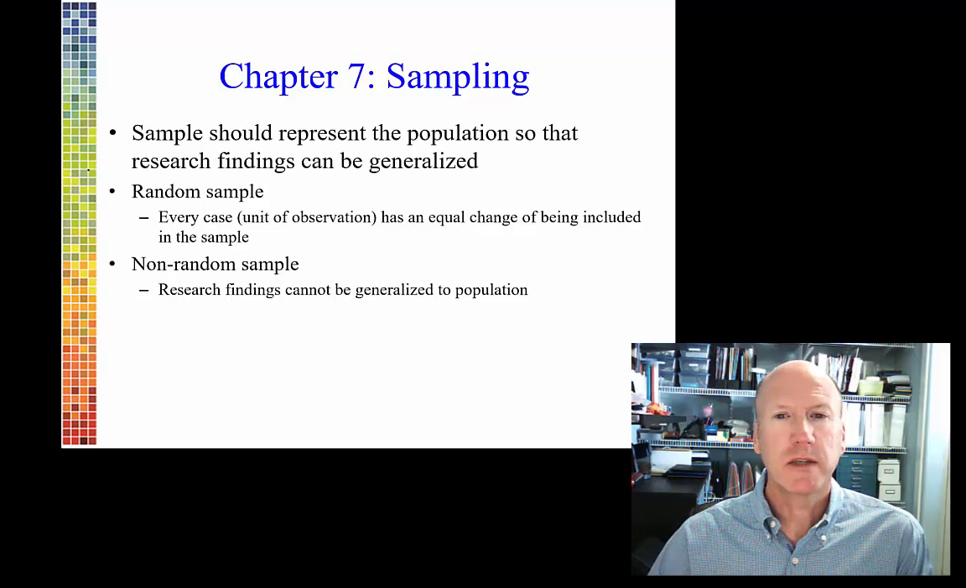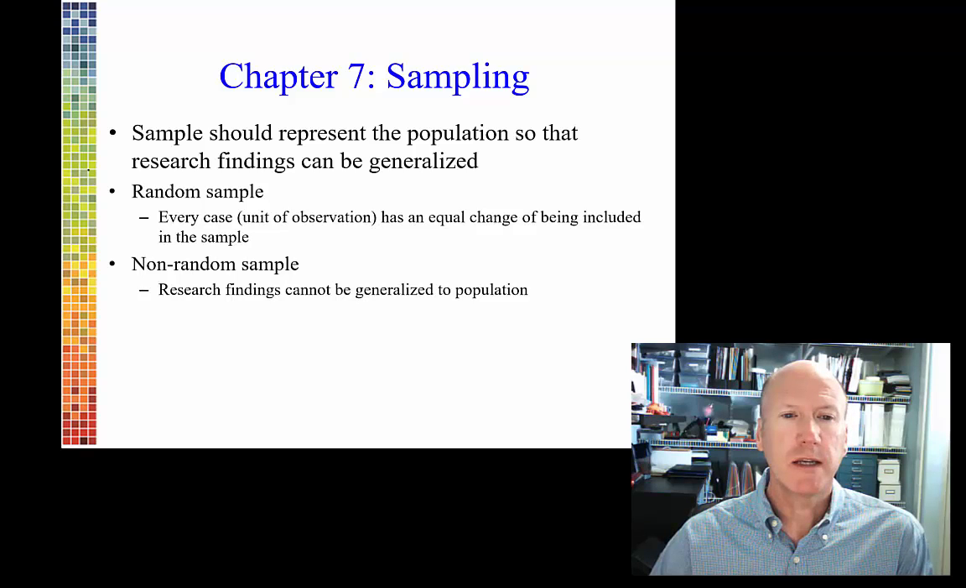So starting in Chapter 7, one of the concepts we're talking about is sampling. And sampling is basically how are we obtaining the participants or whatever entity or idea that we are capturing from the population so that we can study it. So the sample should represent the population so that research findings can be generalized. That is, we want to be able to study the sample and then generalize or apply our findings to that population that we sampled from.